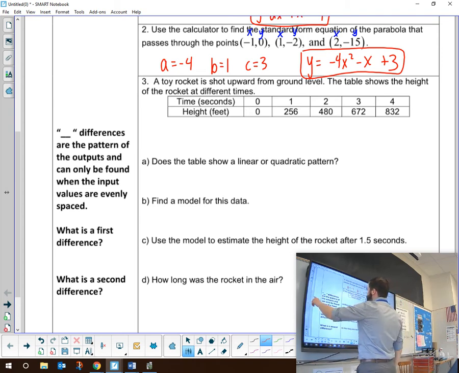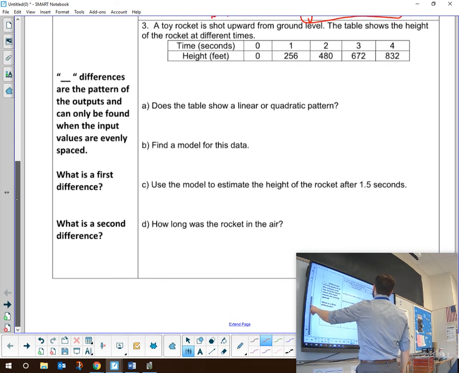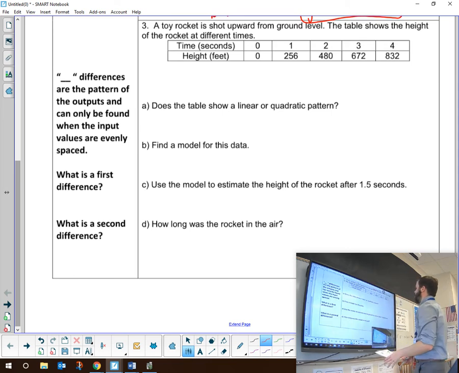All right, let's put this in kind of the real world. A toy rocket is shot upward from ground level. The table shows the height of the rocket at different times. So before it's even started at 0, the rocket's at 0 height. At 1 second, it's all the way up to 256, then 480, then 672, then 832. So the first question is, does the table show a linear or a quadratic pattern?